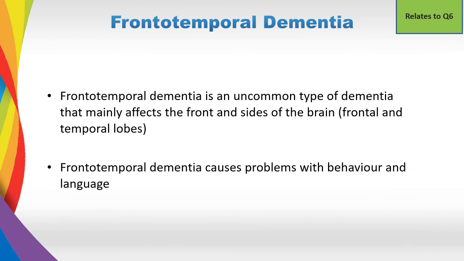Frontotemporal dementia. This is much less common, so it mainly affects the front and sides of the brain, so the frontal and temporal lobes. Think about your own head for a moment. So your frontal lobe will be where your forehead is, and your temporal lobes are where your temples are, so to the sides of your eyes. This cause of dementia causes problems with behaviour and with language.